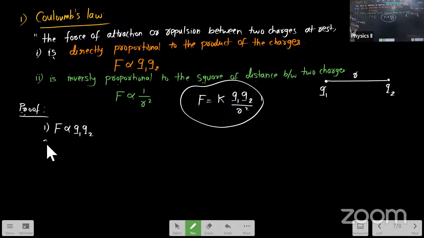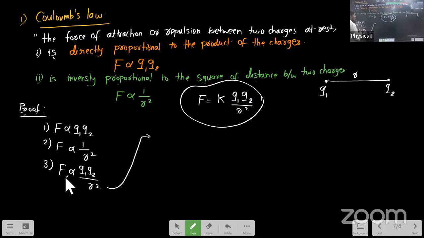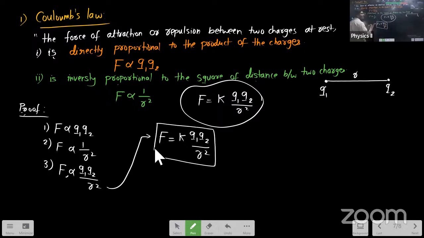What is the second point? Force is inversely proportional to the square of the distance between them. Let us combine both these points. This will become F is proportional to Q1 Q2 divided by R square. Everyone knows that whenever we remove the proportional symbol and include an equals to sign, we are supposed to include a constant. So if I remove this proportional symbol and write equals to, this will become F is equal to some constant K into Q1 Q2 divided by R square. This is the force acting between the two charges at rest.